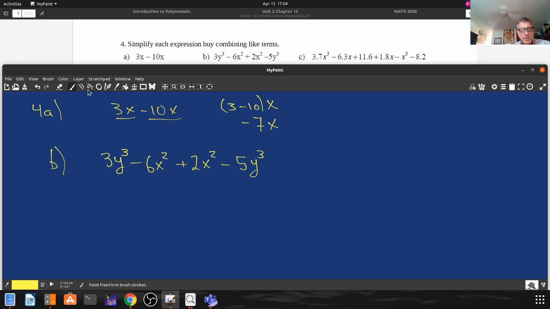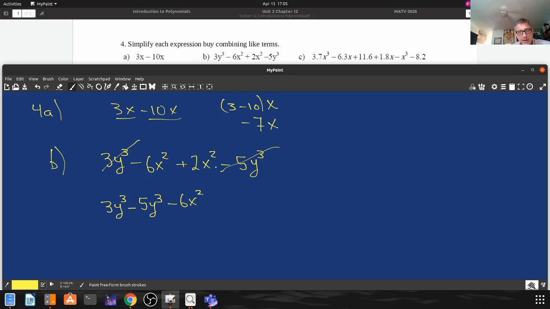So I'm going to start the simplification process by just looking at my first term, which is my 3y cubed term. Are there any other like terms? Yeah, right here is a minus 5y cubed, which is a like term. So I'm going to put those side by side. When I do that, I usually just mark through them, because when I'm transferring them down, I may forget a term. And then I just start with my next one, which is minus 6x squared.